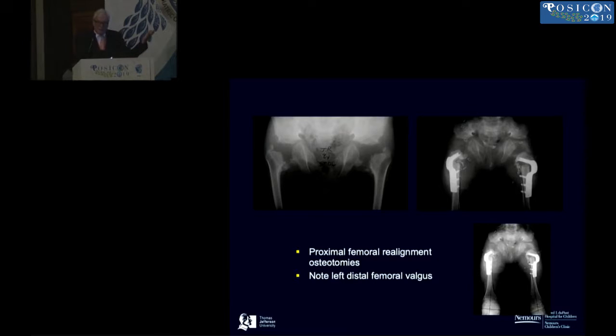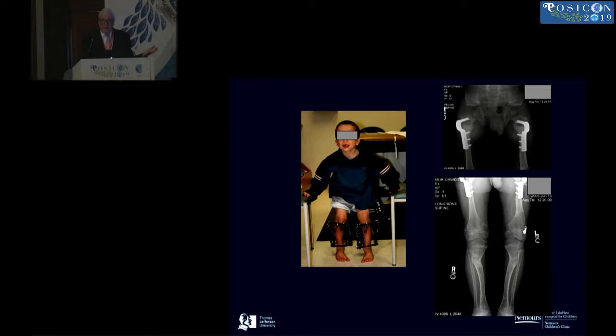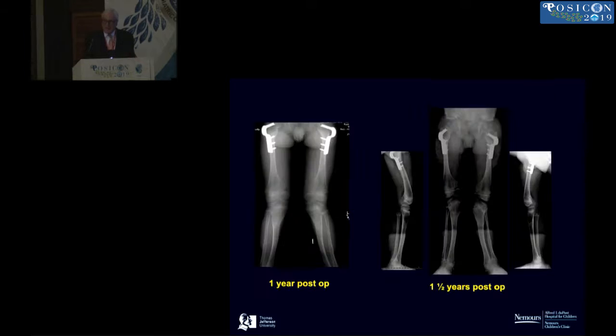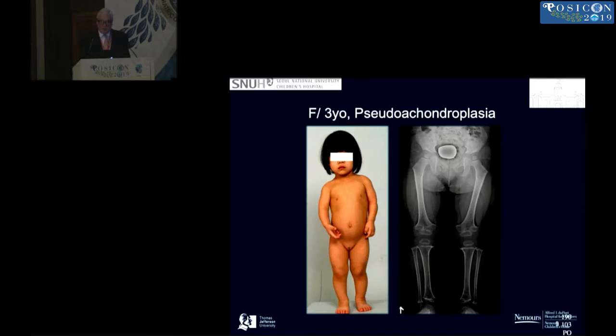So we did the hips. We realigned both tibias, and here was the result. But you have to follow these kids long term, as Dr. Cho showed us in several cases there. Drifted into valgus, used growth modulation, straightened them out, and with a good long-term result.